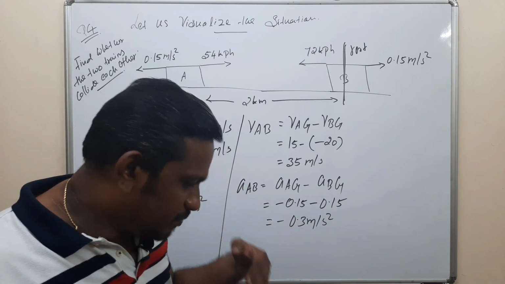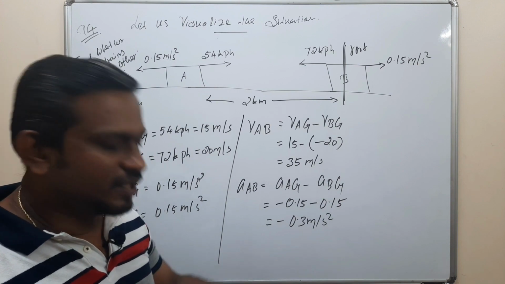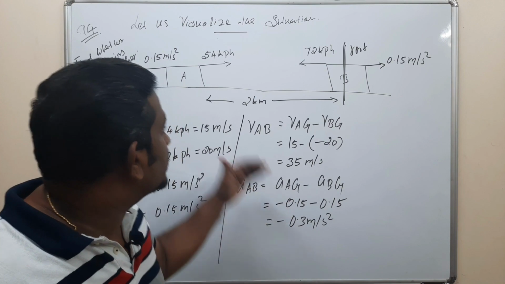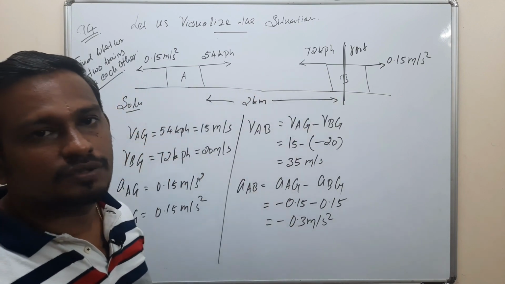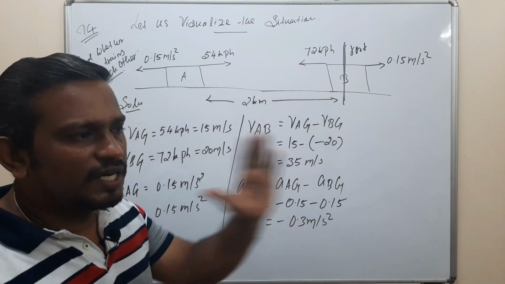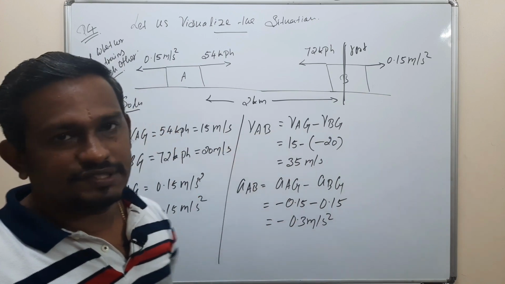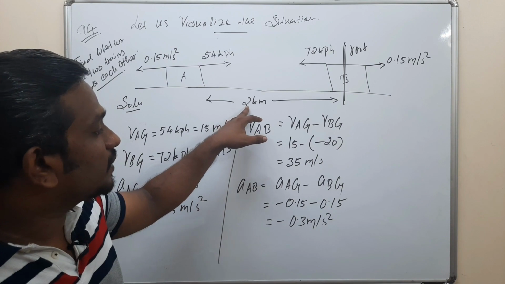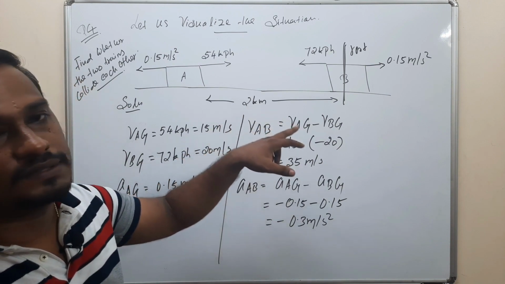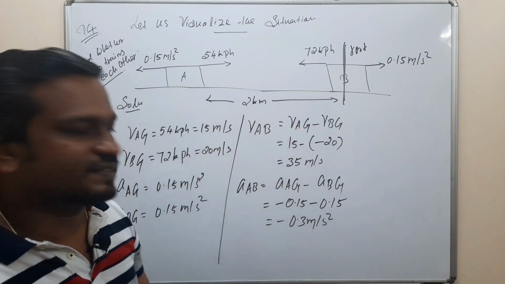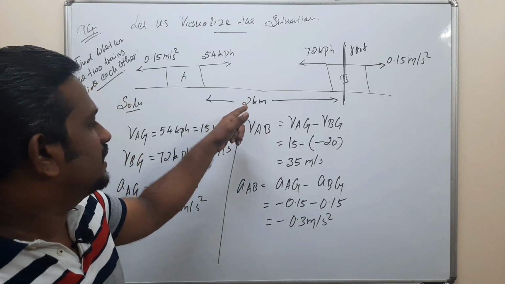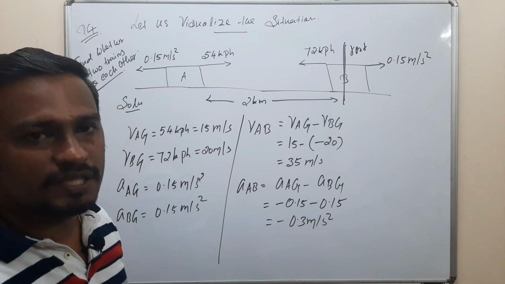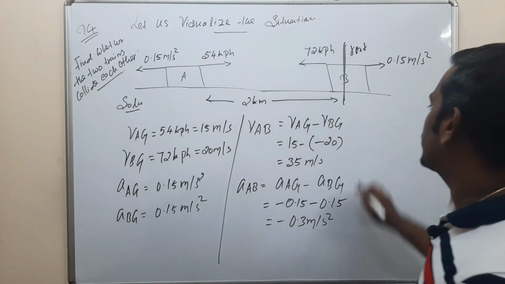If the object is moving with deceleration, it means the speed continuously decreases, and finally train A comes to rest. So we have to find at what distance train A comes to rest. If the stopping distance is greater than or equal to this 2 kilometer, collision or accident happens. If this stopping distance is less than 2 kilometer, we can avoid the collision. So how can we find that stopping distance?